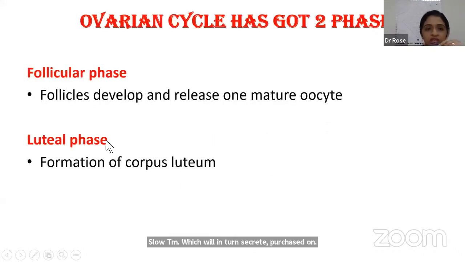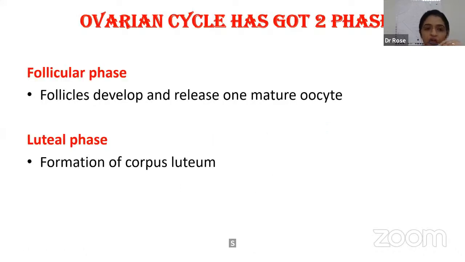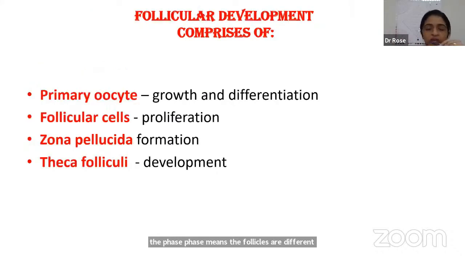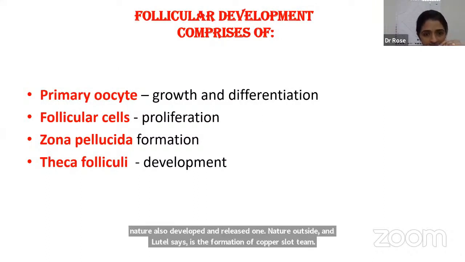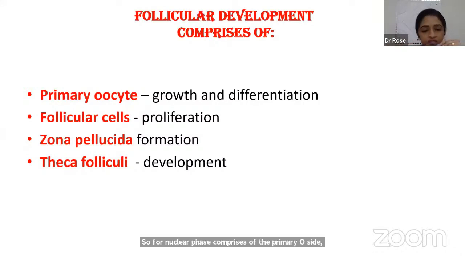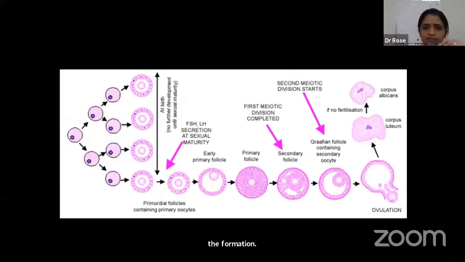Now coming to the two phases of ovarian cycle, you have the follicular phase and luteal phase. Follicular phase means the follicles are developed and release one mature oocyte, and luteal phase is the formation of corpus luteum. So follicular phase comprises of the primary oocyte, then you have the follicular cells proliferation, then you have the zona pellucida formation, then you have the theca formation. So these are the main headings under which you will discuss about the changes inside the follicle.